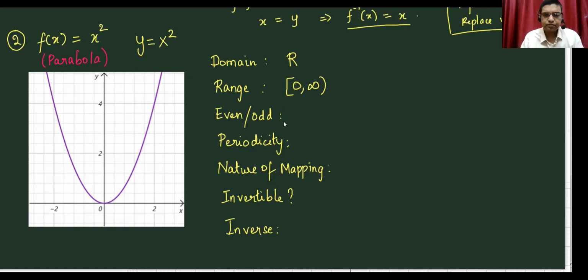All right. Next is whether this function is even or odd. It is an even function. f of minus x will be minus x whole squared, which is x square, which is f of x. So it's an even function. Is it periodic? No. Nature of mapping?